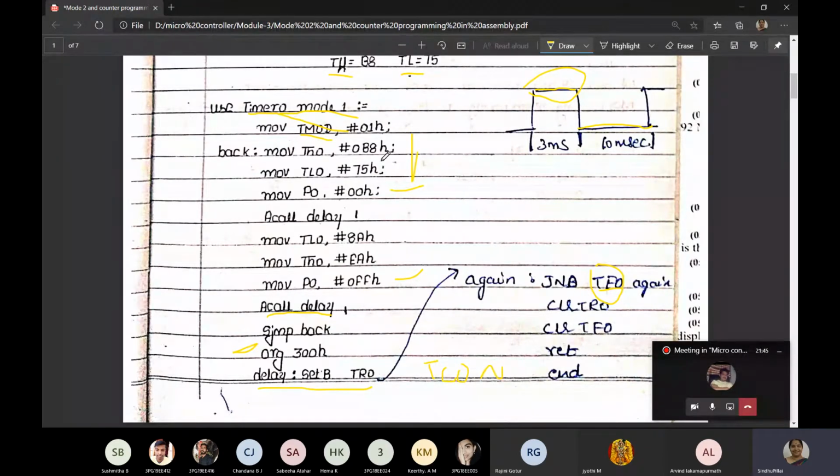This is for T off, that is the 10 milliseconds delay. For T on, it will start from 8AEA. No, first you have to tell the higher byte, that is EA8A. It will start from there and go to the maximum of FFFF.